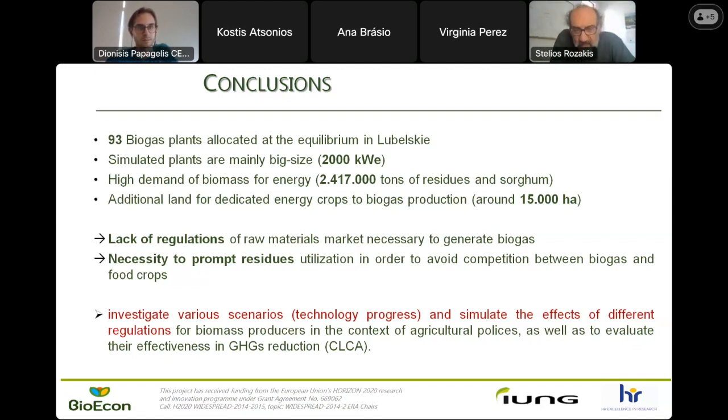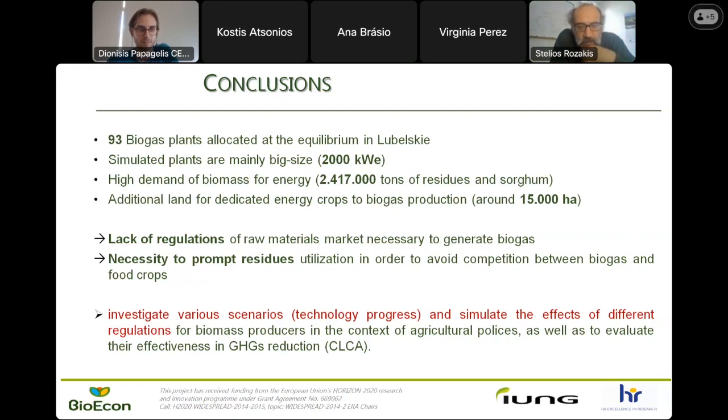So the economic potential for biogas production is many, many times higher than the current situation. Simulated plants, so the optimal solution, show us that we should go at 2 megawatt of installed power. This is another finding of the model.